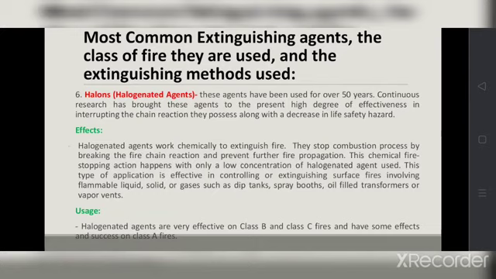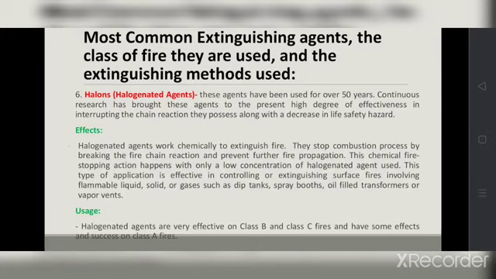Next, halons. What are halons? These agents have been used for over 50 years. Continuous research has brought these agents to the present high degree of effectiveness in interrupting the chain reaction, along with a decrease in life safety hazards. So halons are effective in extinguishing the chain reaction process.